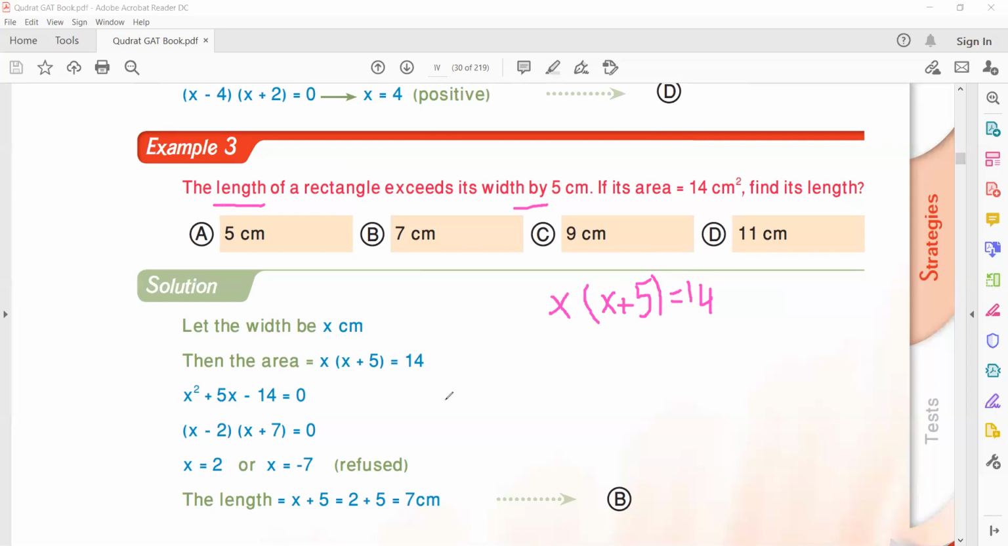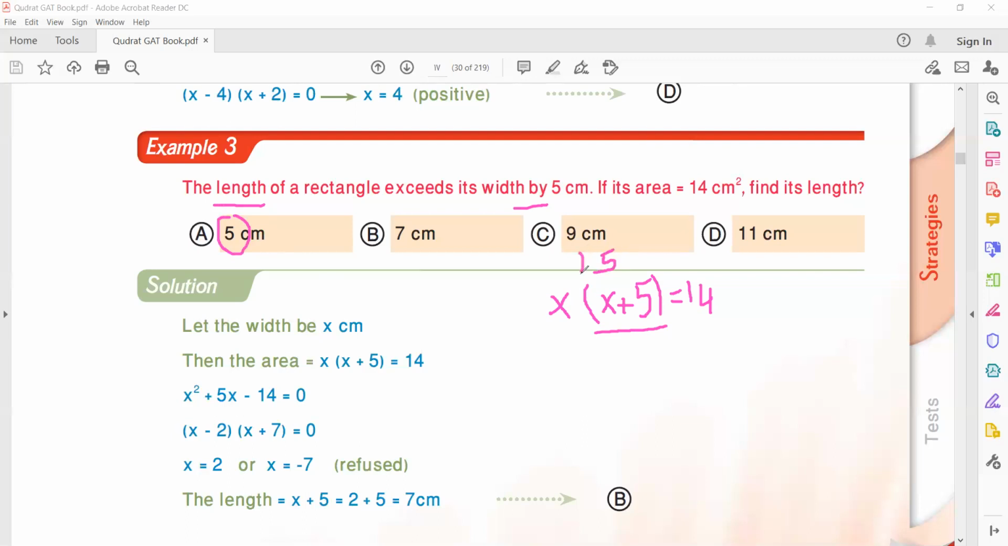How do I find the length? You have two ways. The first one, you try it from the answer. How? Because he said about the length here, x plus 5, you must first subtract 5, then you get the x. Try it now. If I have here 5, then the length is 5.